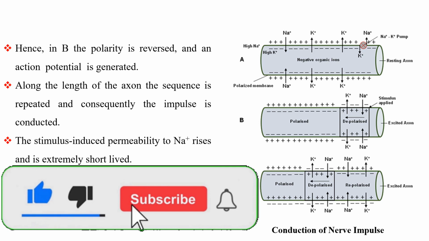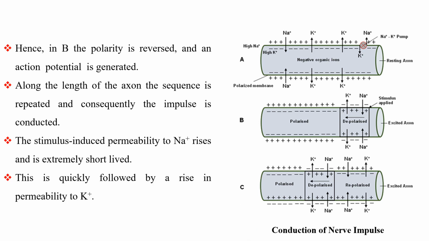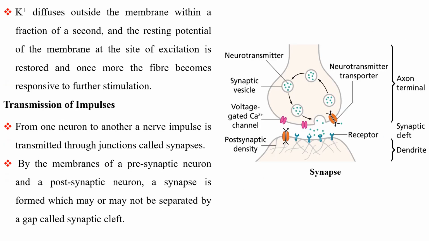The stimulus-induced permeability to sodium ions rises and is extremely short-lived. This is quickly followed by a rise in permeability to potassium ions. Potassium ion diffuses outside the membrane within a fraction of a second and the resting potential of the membrane at the site of excitation is restored, and once more the fibers become responsive to further stimulation.